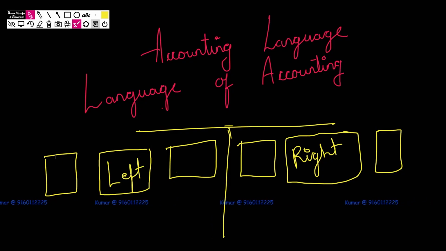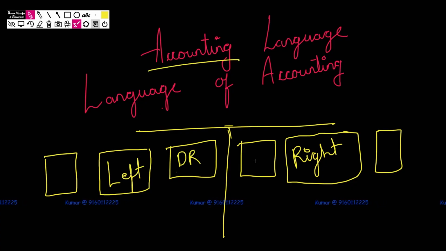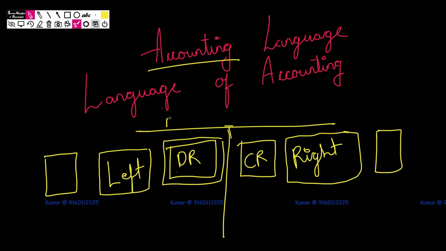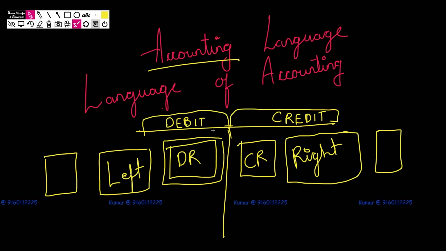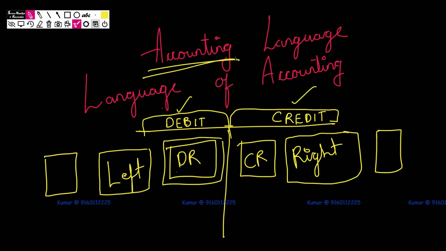So in different languages, there are different words. Here in accounting, left side means debit, right side means credit. Not debtors, creditors. I'm calling it debit, and right side means credit. This is the language of accounting, debit and credit. As of now, you just remember this language. Left means debit, right means credit.